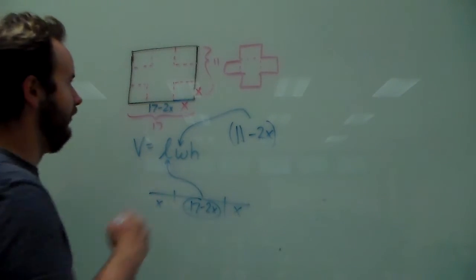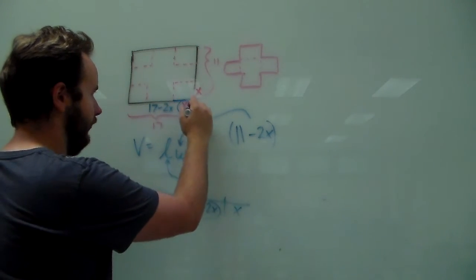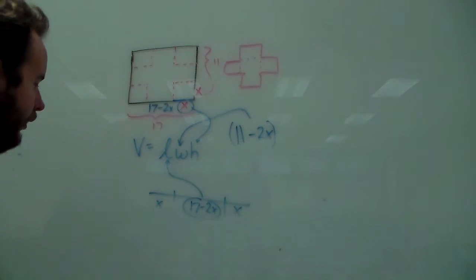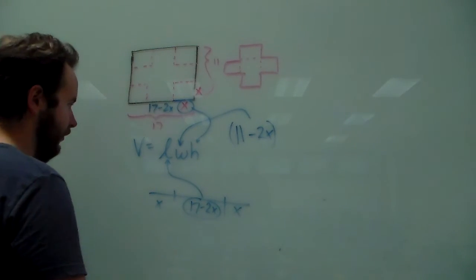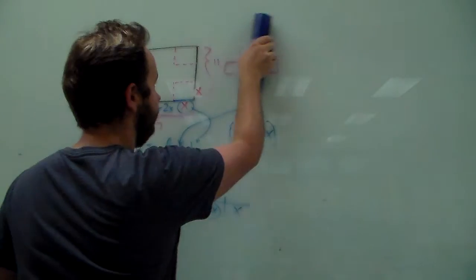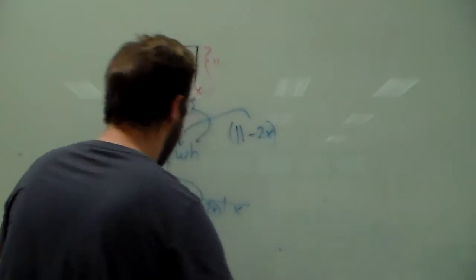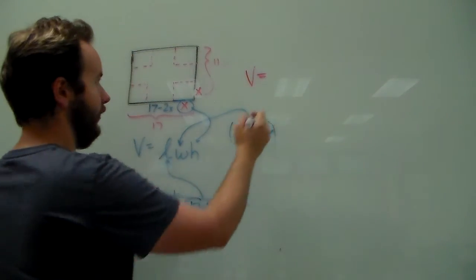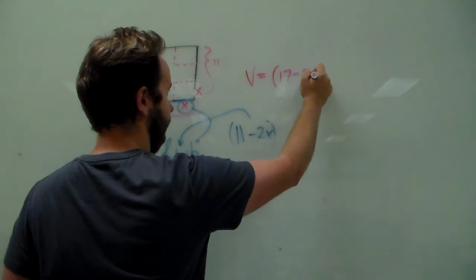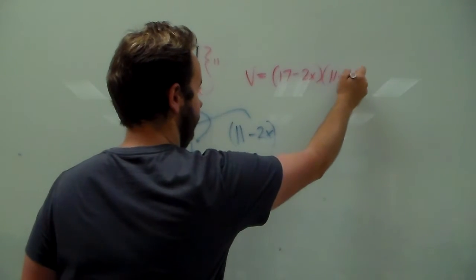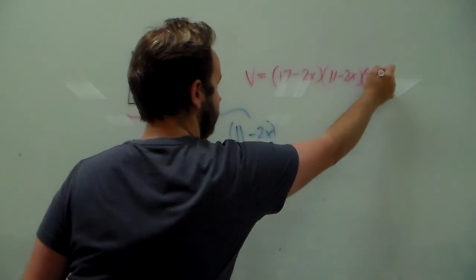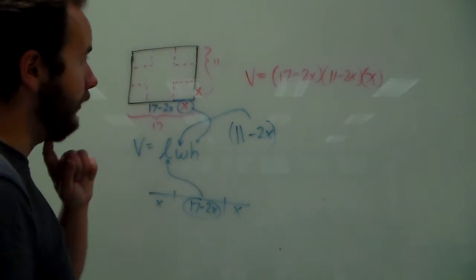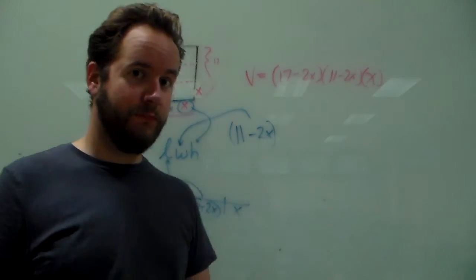So as I said before, the height is just x. So we've got a function, length times width times height, but now it's all in terms of x. Let's switch to red. V equals, we know the length is 17 minus 2x. The width is 11 minus 2x. Gotta make sure I'm not going off camera here. Okay, I'm not. Good. Now, that's the function. Great, we're done with the first part.